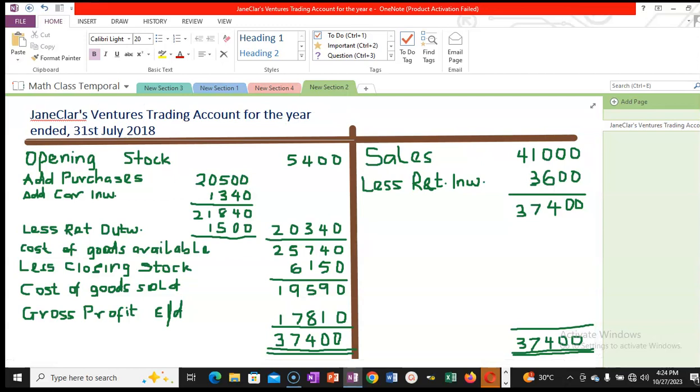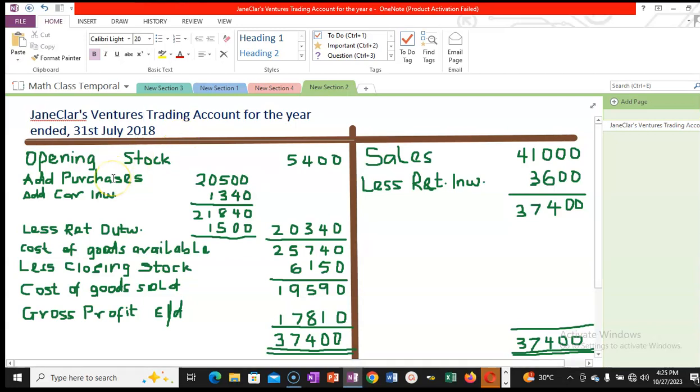That's the name of this business. You must indicate it. Number 1. Number 2 is the type of account you are preparing, which is trading accounts. If it's trading and profit and loss accounts together, you put it there. Then the next one is the period: for the year ended 1st July 2018. So these 3 things have their own mark. If you don't put it, you are losing already.